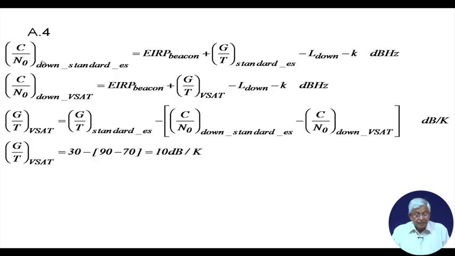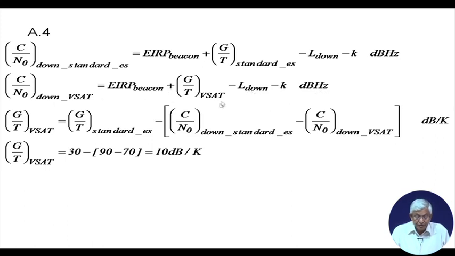Let us see. Try to recollect: C by N naught of the downlink of the standard earth station is EIRP of the beacon plus G by T of the standard earth station minus losses in the downlink minus K. And at the same location, C by N naught of the VSAT downlink is measured at the VSAT, which will be the same EIRP of the beacon, the same thing is measured, only the G by T of the VSAT differs. The downlink path loss is the same because the frequency is the same, and Boltzmann's constant is the same.